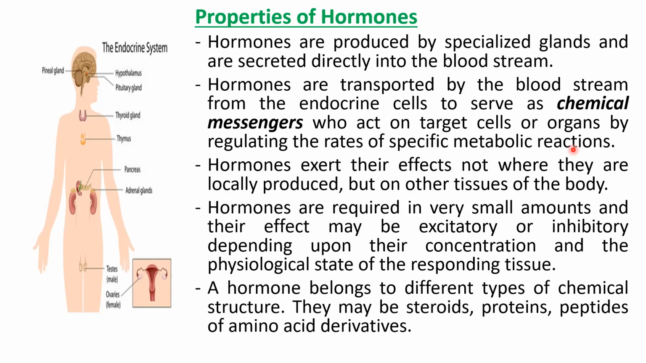A hormone belongs to different types of chemical structure. They may be steroids, proteins, peptides or amino acid derivatives. So hormones belong to different types of chemical structures.